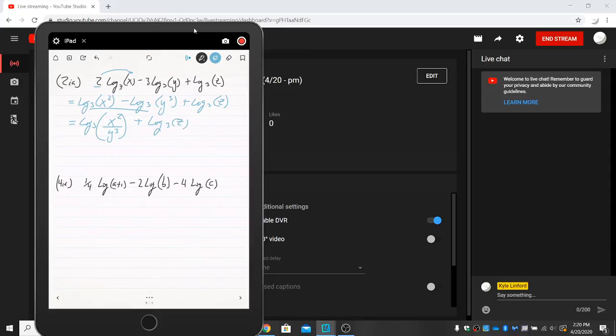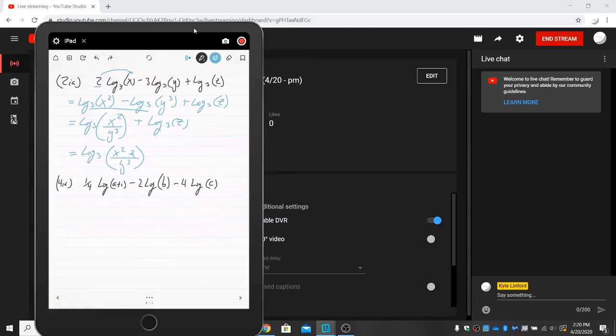But keep in mind, when we were adding logarithms, that was the same as multiplying the arguments together. So that's a log 3 of x squared times z over y cubed. Okay? All I've done is multiply the z with the x squared to get x squared times z, and that's over y cubed.